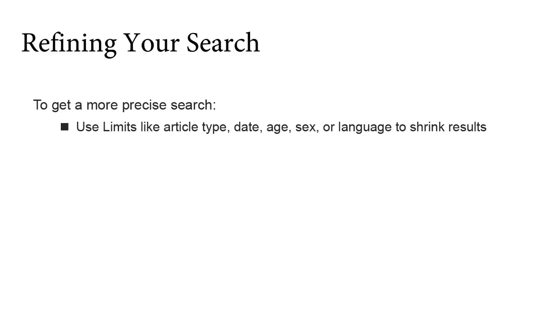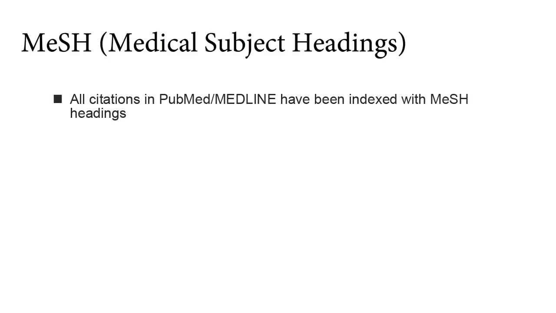To try and make your results set more manageable, you can utilize limits, such as article type, age, sex, language, to help you narrow down your results. To get a more precise search, you can utilize medical subject headings, commonly referred to as MeSH headings, to build a search. Since keyword searching is fairly straightforward, this tutorial will focus on building a search using MeSH headings.